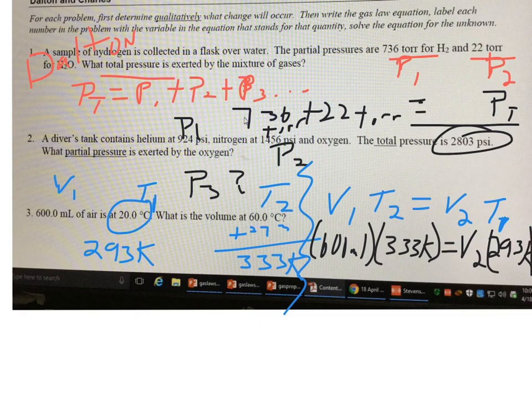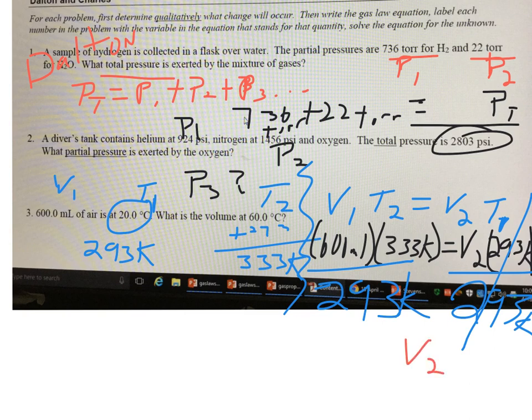What's going to be my next step here? Divide it. You do one side, you do the other. But I'm dividing by what? 293. Very good. The 293 K. And I'm dividing by the 293 K. So this cancels out on this side. That means that's going to leave you your volume in milliliters because that's the unit you have left, right?